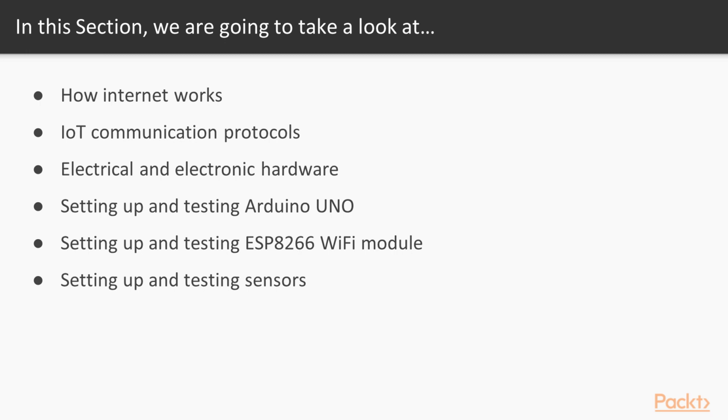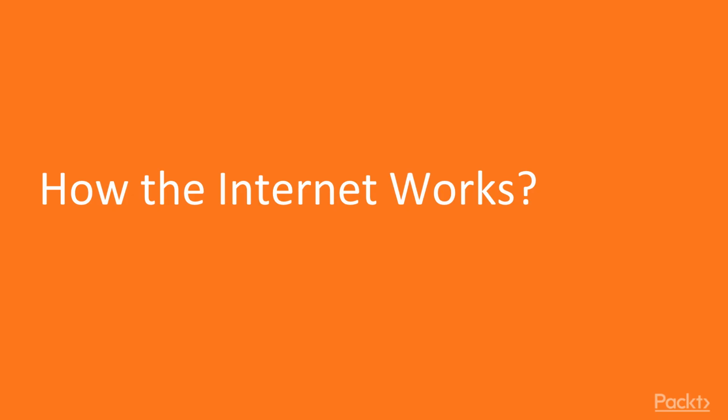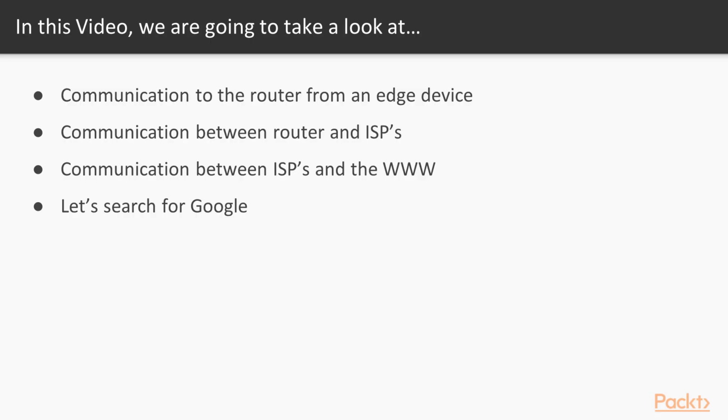We're also going to set up and test some sensors. This will enable you to build IoT prototypes and move forward. Let's take a look at the first topic, how the internet works. In this topic, we're going to take a look at the communication from your edge device to your server and back. We will also take a specific example of searching for Google. All right, let's get started.